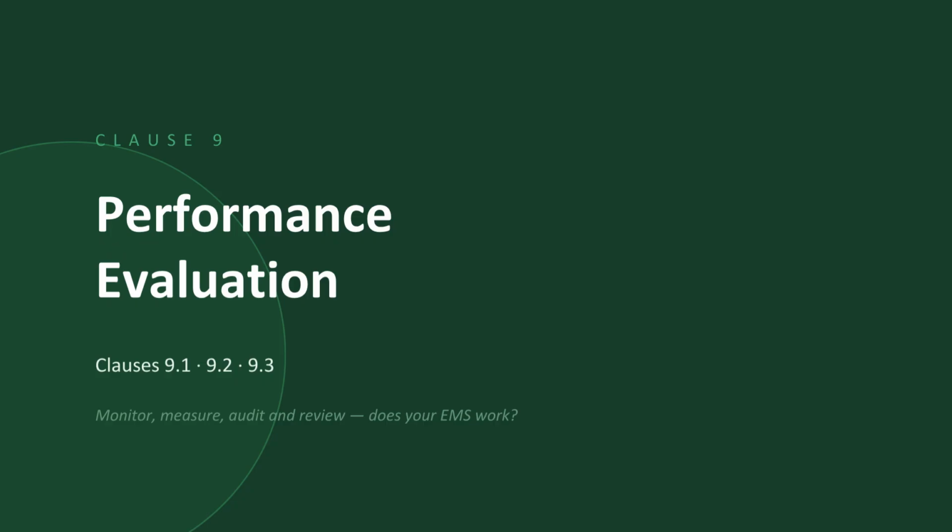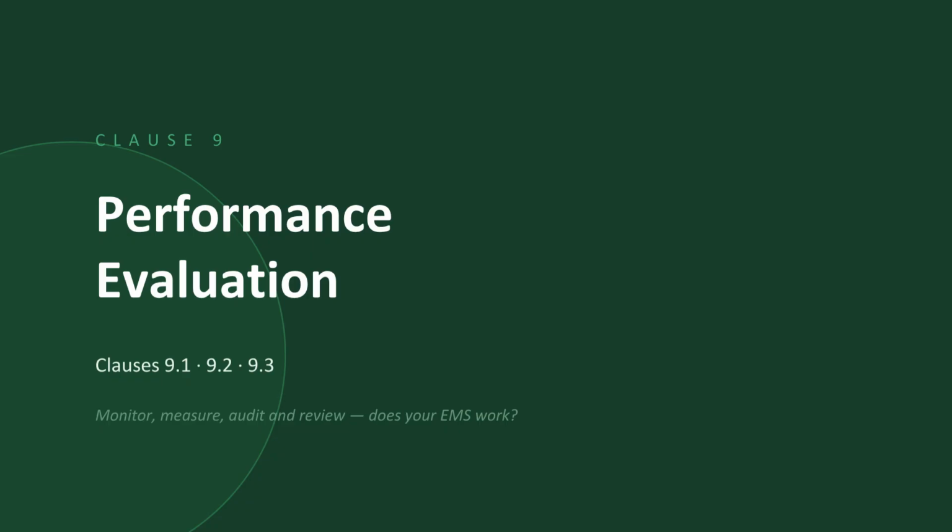We are now in Clause 9, Performance Evaluation. This is the check part of PDCA. After all your planning and operations, Clause 9 asks the most important question: is it actually working? There are three parts. 9.1 is monitoring, measurement and compliance evaluation, your ongoing data collection. 9.2 is internal audit, your periodic system check. 9.3 is management review, top management's annual review of the whole EMS.